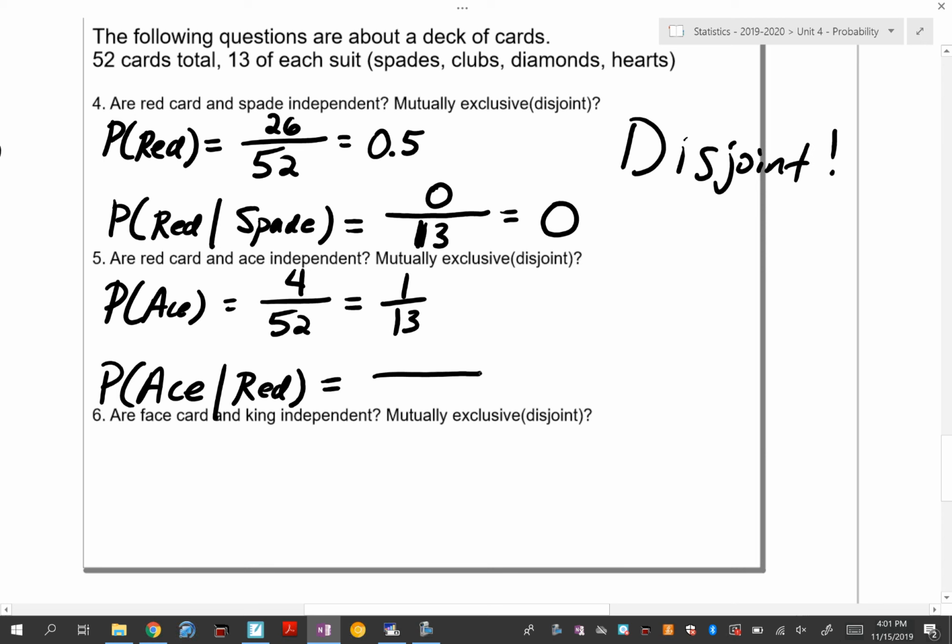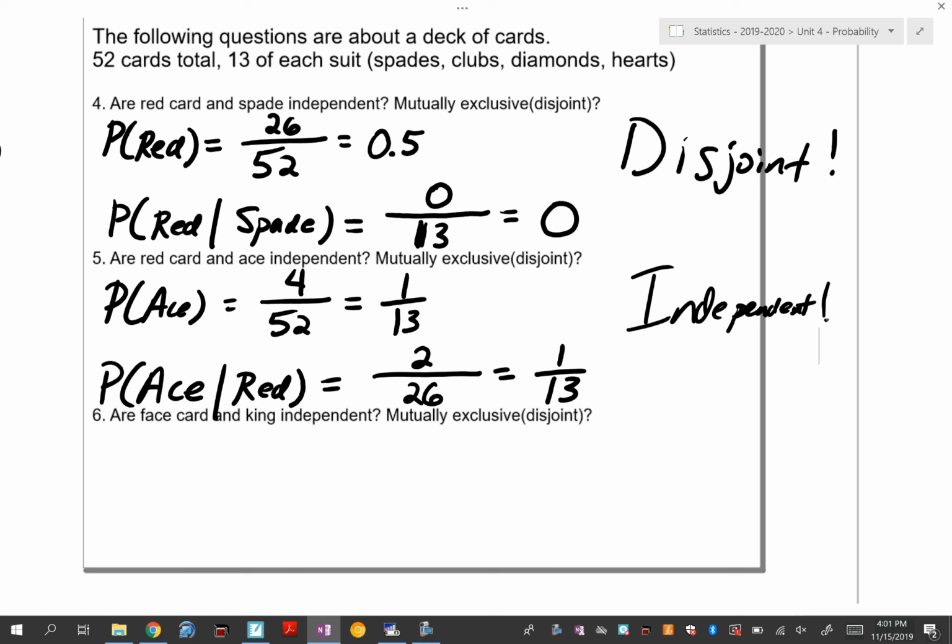So how many red cards are there? There are actually 26 red cards. And out of those 26 red cards, how many are aces? There's 2, the ace of hearts and the ace of diamonds. And oh my goodness! They're the same thing. So that means they're independent. No, actually, we're doing one more, Jarvis. Yes. The last one.